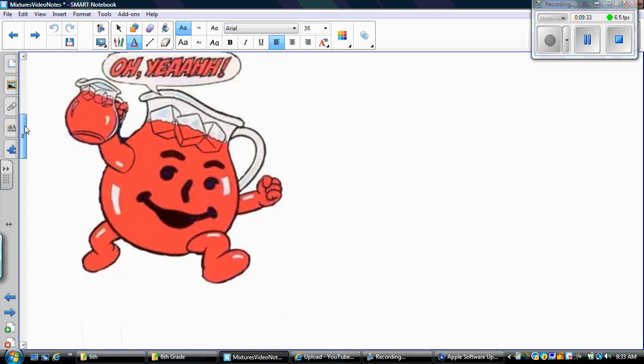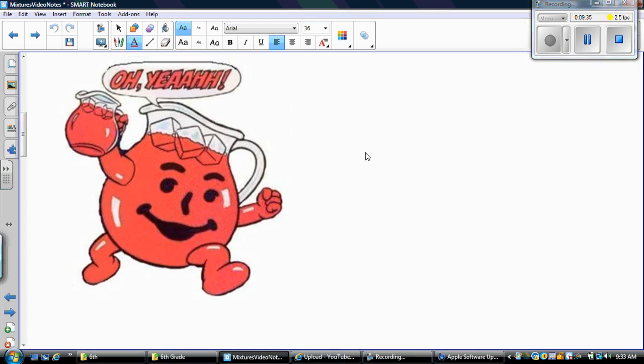Okay, KoolAid. If I heat KoolAid up, the water will evaporate and leave behind the sugar. So KoolAid can be separated, so it is also a mixture.